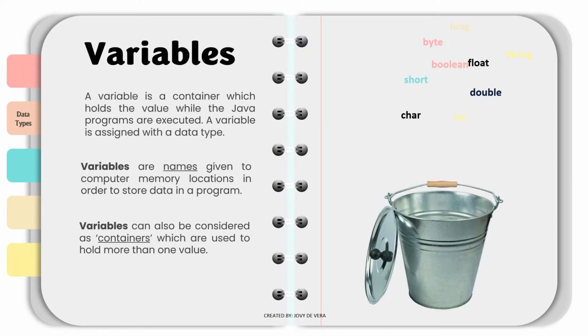Okay, as mentioned, variable is a container which stores values of the following data types. It could be a character or a char. This is a single character. For the whole numbers, we have byte, short, int, and long. For numbers with decimal points, it could be float or double. Likewise, it as well stores Boolean as well as a string.